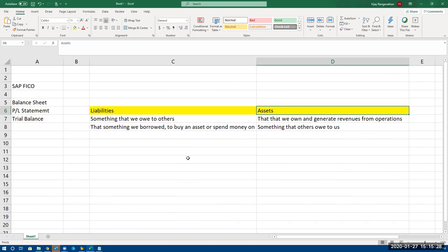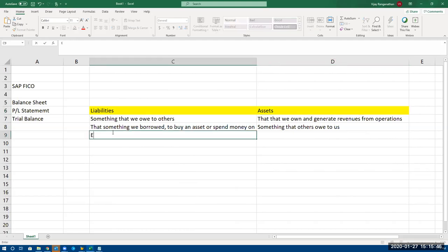So a liability is something that we owe to others. For example, you take a loan from the bank. And even your accounts payable. When you buy from a vendor, then you have to pay. When you buy from a vendor, what happens? You are creating a liability, accounts payable. Examples: loans, AP, share capital. Share capital is borrowed from the shareholders, which means you owe to others.